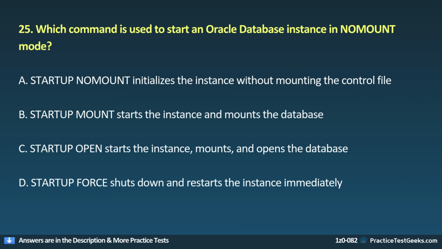25. Which command is used to start an Oracle database instance in nomount mode? A. Startup nomount initializes the instance without mounting the control file. B. Startup mount starts the instance and mounts the database. C. Startup open starts the instance, mounts, and opens the database. D. Startup force shuts down and restarts the instance immediately.